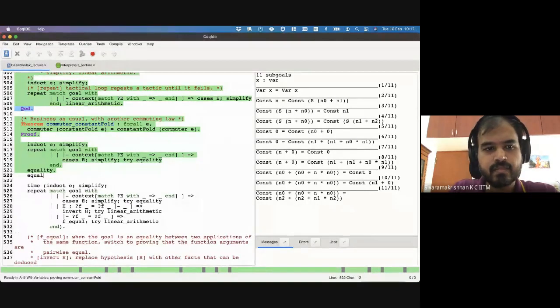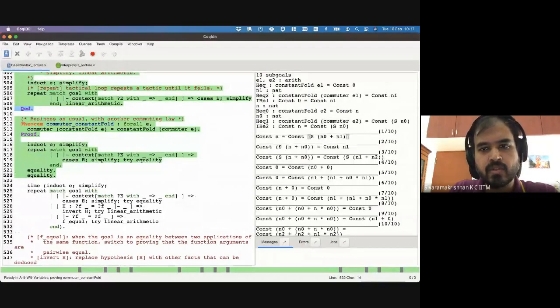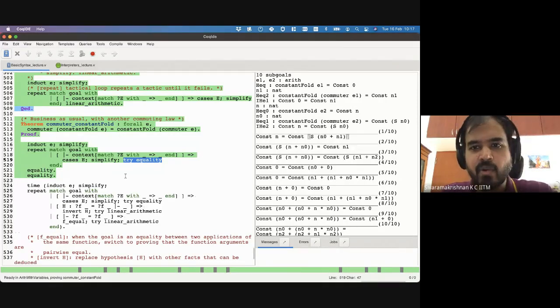Okay. So this goes through. Fine. I don't know why this one got stuck there, but anyway, let's not analyze that. I want to get to the interesting bits.